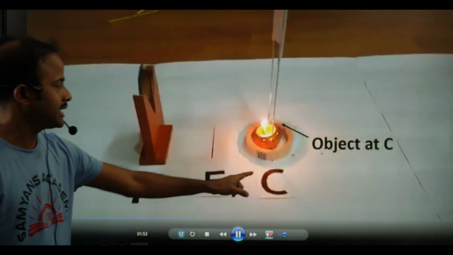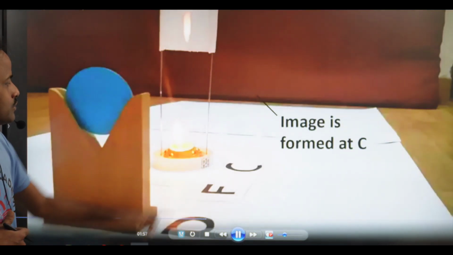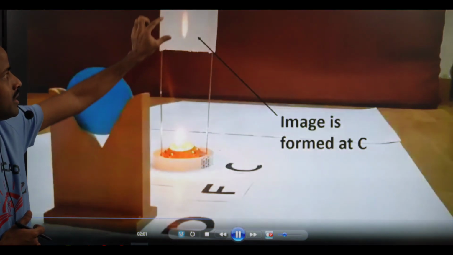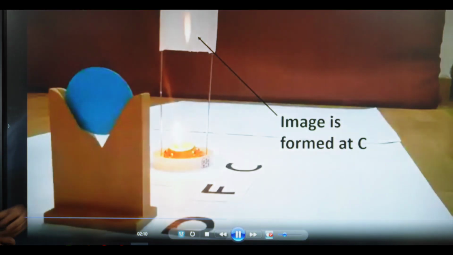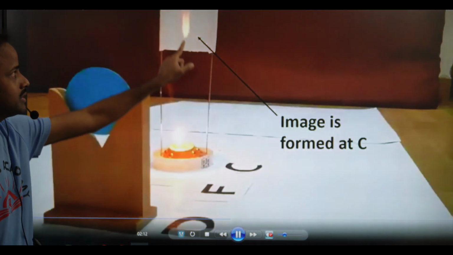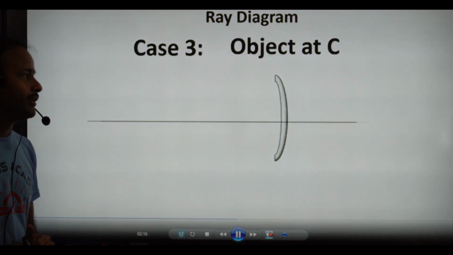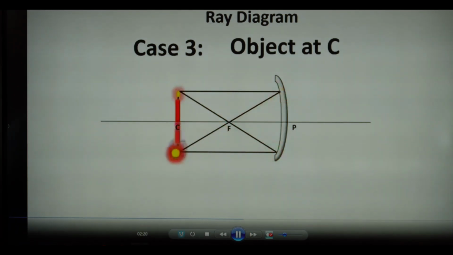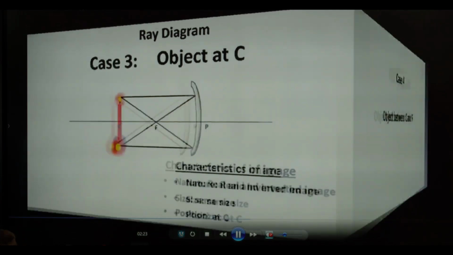When you keep the object at C, you will get the image also at C only. Here you will get the same size of image; the size of the object and the size of the image are both the same at C. Now you see we can capture that image on this screen. You get an inverted, same size image.